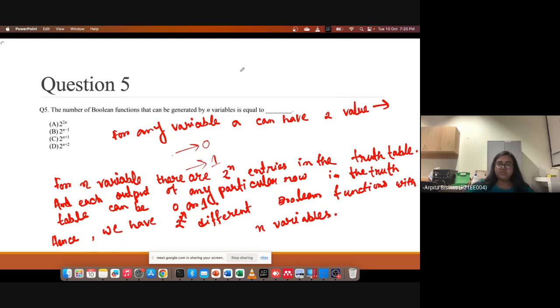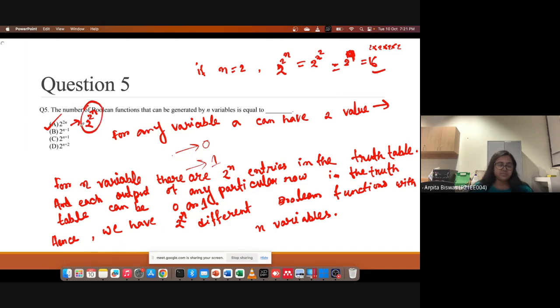Okay, so if n equals 2, the number of Boolean functions coming out is 2 to the power 2 to the power n. It means 2 to the power 2 to the power 2, which is 2 to the power 4. It means 2 into 2 into 2 into 2, so total 16. Okay. So what is the right answer here? The first one, it will be 2 to the power 2 to the power n. The right answer is the first option.